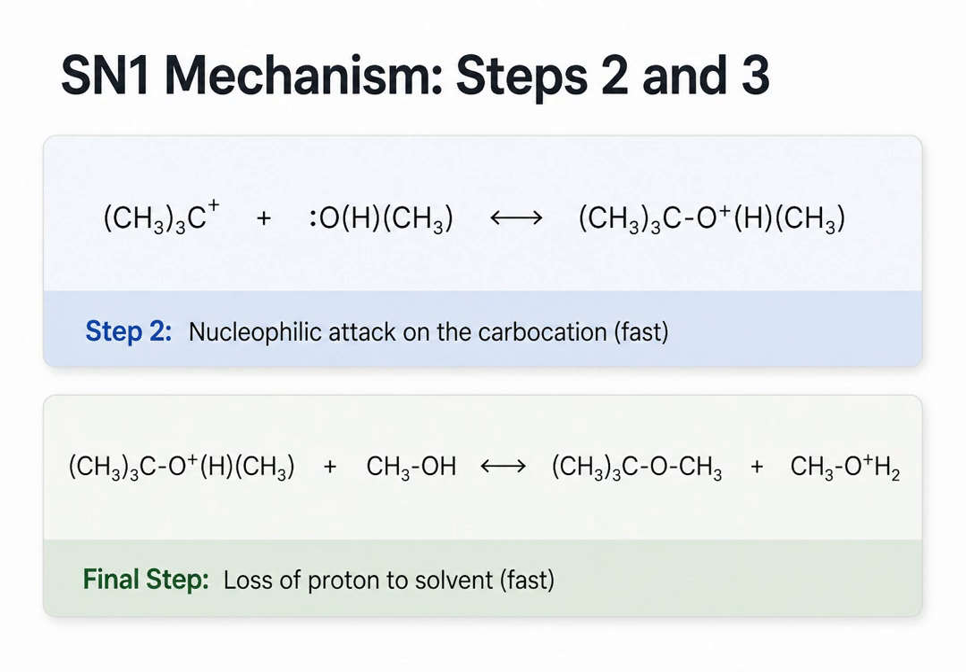In step 2, the nucleophile, which is methanol here, uses a lone pair of electrons on its oxygen to attack the positively charged carbon, forming a new carbon-oxygen bond. Because our nucleophile was neutral, the resulting intermediate carries a positive charge on the oxygen. To get to our final neutral ether product, we have a final fast acid-base step. Another molecule of the methanol solvent acts as a base, removing the extra proton from our intermediate. This quick deprotonation yields the final product.